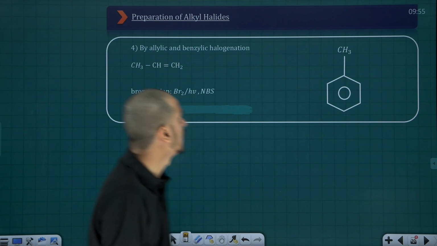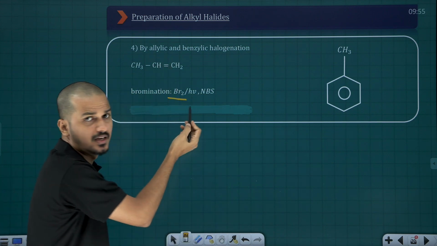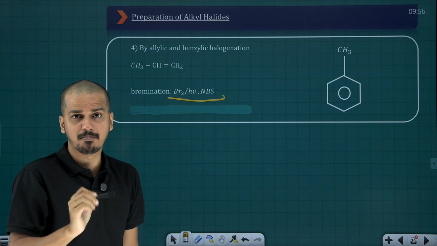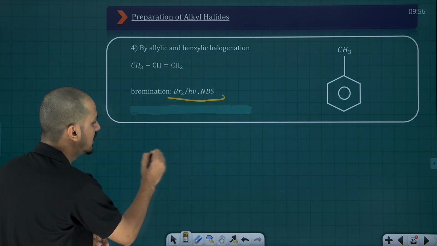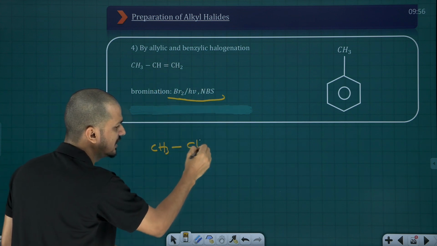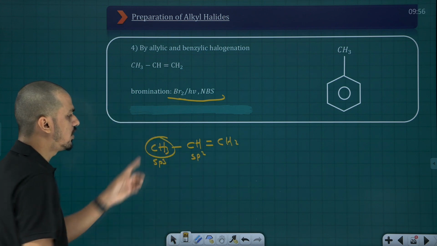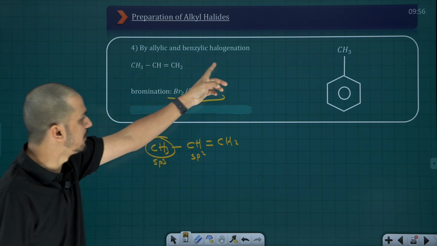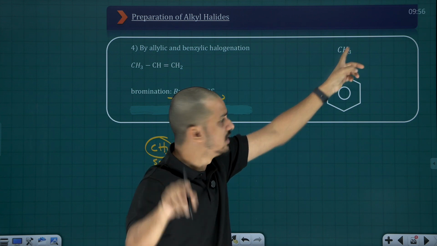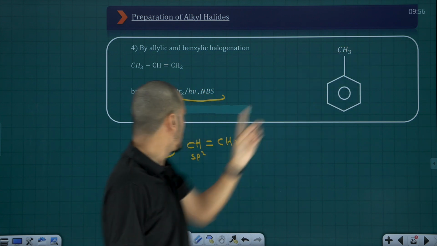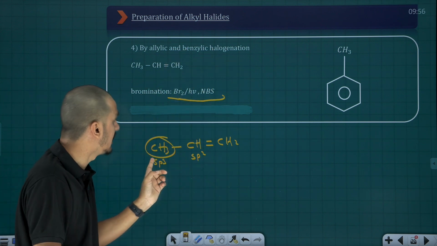We can go to the next one, allylic and benzylic halogenation. For that, we are using a compound called NBS, N-bromosuccinimide, with heat or light. For allylic bromination, we are using N-bromosuccinimide. Allylic means what? CH3, CH double bond CH2. The sp3 carbon attached to an sp2 hybridized carbon is called the allylic carbon. Or else benzylic carbon. Benzylic means the carbon attached to a benzene ring, like the CH3 attached to it. That is called the benzylic carbon. So sp3 attached to sp2 is called what? In a benzene ring, it means benzylic. In a normal chain, that is called allylic.